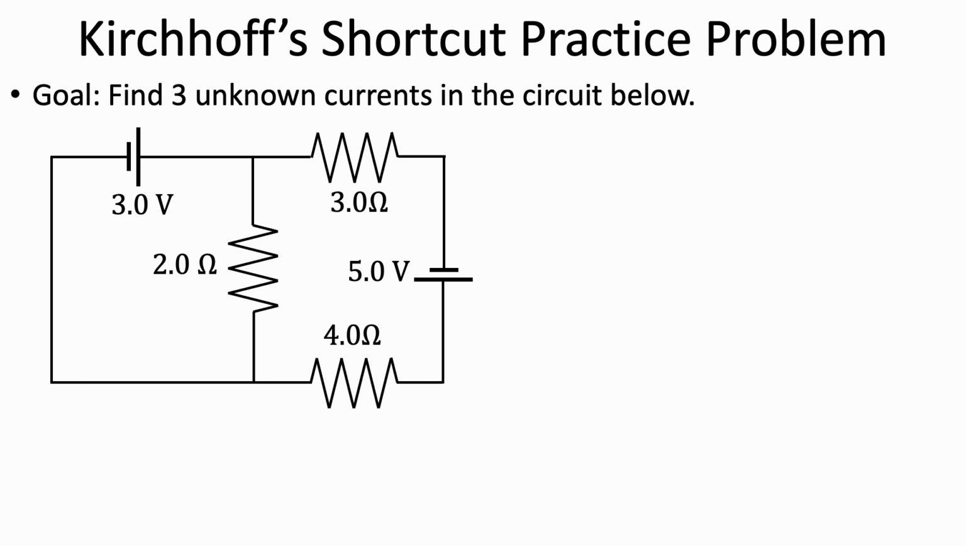In this video, I will show how to solve a practice problem on Kirchhoff's laws with three unknown currents using a shortcut method. As you will see, this method is fast and gets you the answer in 1 or 2 minutes, whereas the traditional method involving loop and junction rules takes much longer.